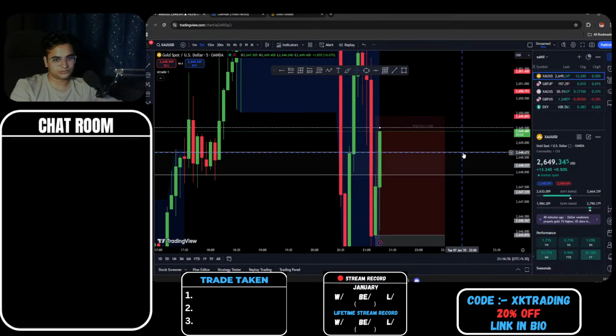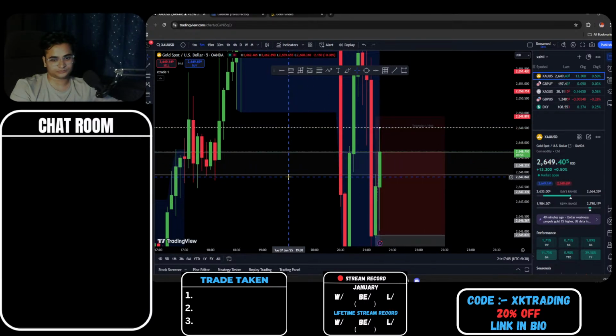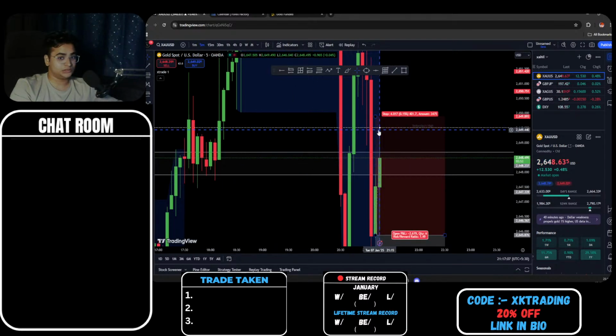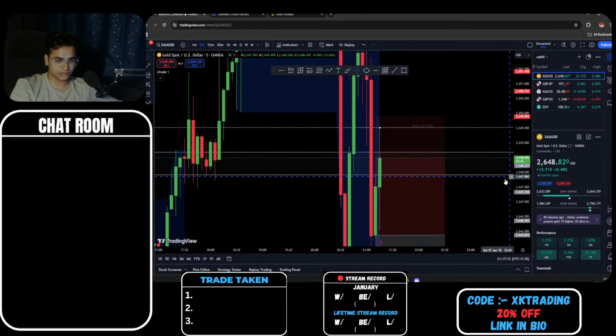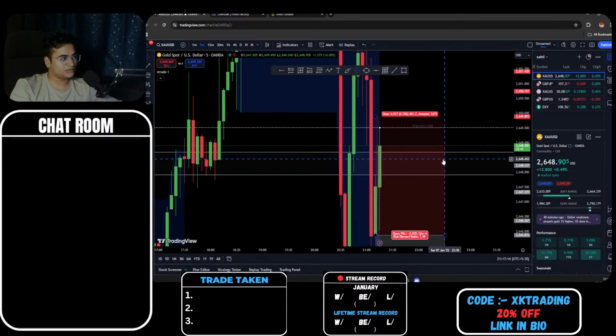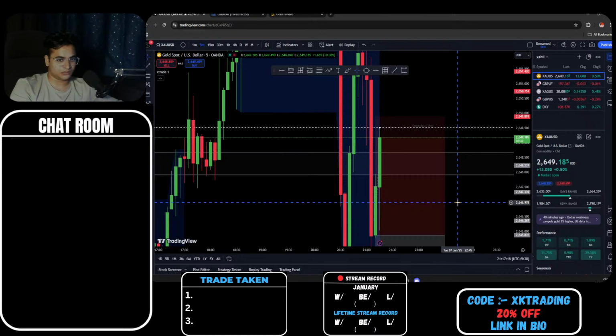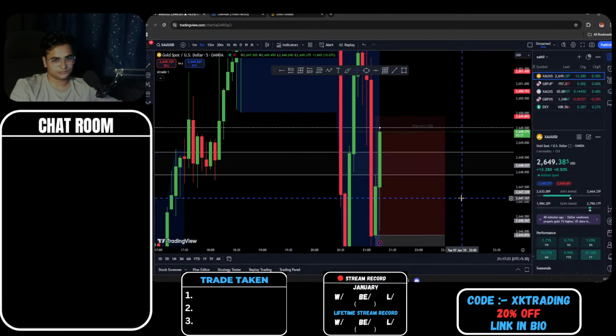We just tapped that zone and we are rejecting. But we still have 2 minutes. In these 2 minutes, either we're going to hit our SL or we can see this candle flipping bearish and going down. Okay, I think we're going to hit the SL now. Let's see.